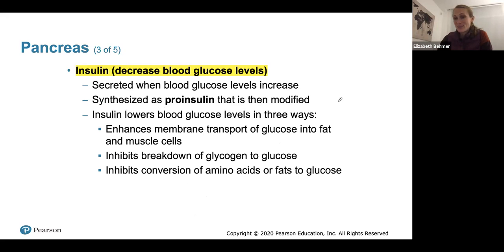Insulin then decreases blood glucose levels, and it's secreted when blood glucose levels increase. So usually after a meal, after you put a bunch of sugar, glucose, into the blood, insulin is secreted to lower those blood glucose levels. It enhances membrane transfer of glucose into fat and muscle cells. It inhibits the breakdown of glycogen to glucose because it doesn't need any more glucose in the blood. And it inhibits the conversion of amino acids or fats to glucose.